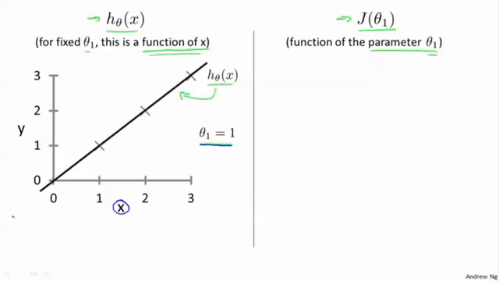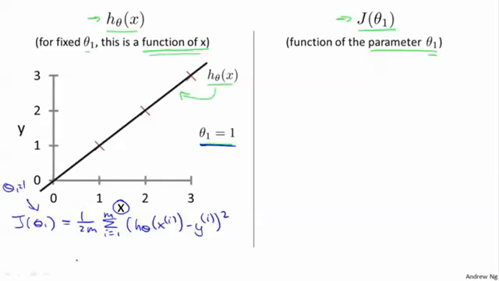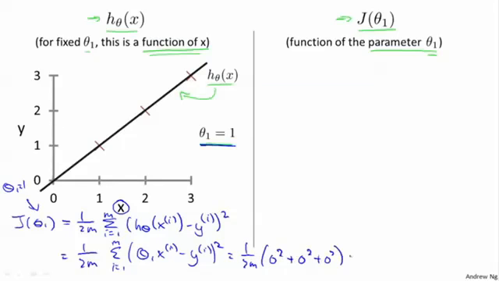What I want to do is figure out what J of theta 1 is when theta 1 equals 1. So let's go ahead and compute what the cost function is for the value 1. Well, as usual, my cost function is defined as follows: sum over my training set of this usual squared error term. And this is therefore equal to the sum of theta 1 times x i minus y i, squared. And if you simplify, this turns out to be 0 squared plus 0 squared plus 0 squared, which is of course just equal to 0.